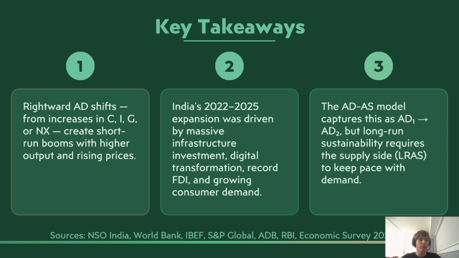Conclusion. First one: rightward AD shifts from increases in consumption, investment, government spending, or net exports create short-run booms with higher output and rising prices.